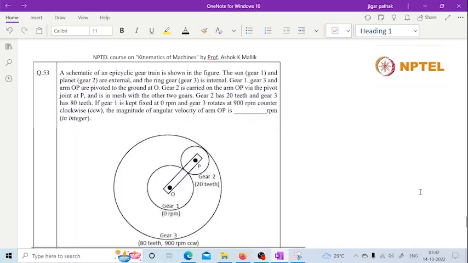Hello all, we are here to discuss previous year GATE questions. This question is from Theory of Machines. The question says that a schematic of an epicyclic gear train is shown in the figure.